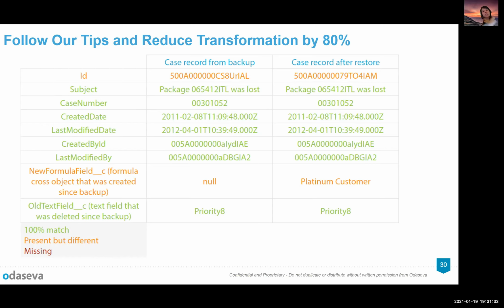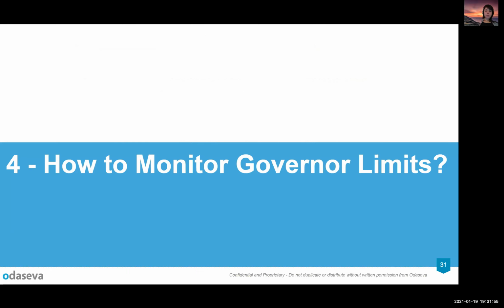So where we had the example just before, where most of it was either missing or present but different, now you see that over 80% of the case is now in green, and that was after applying all those different tips and tricks. And just to say, those of you who have done a data migration project might recognize a lot of these things, because really you're using exactly the same techniques as you would for a data migration project when you're doing a restore.